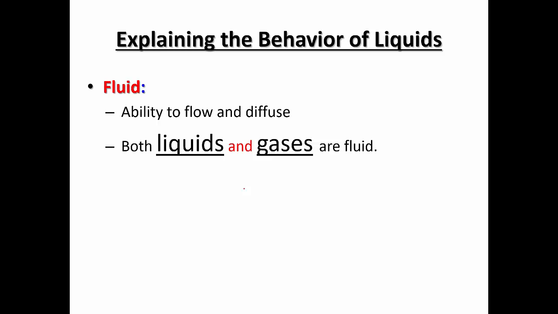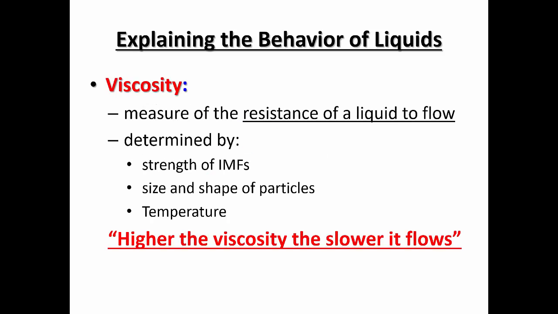Our key one we're going to talk about now is the ability to flow and diffuse. A fluid can be either a liquid or a gas; both are fluids because they have the ability to flow and diffuse. We usually think about just liquids being fluids. That's what we're going to focus on, but gases also are fluids, and there's the idea of fluid dynamics. So our key one, viscosity. Viscosity is the measure of resistance to the flow of a liquid. The slower it flows, the higher the viscosity.